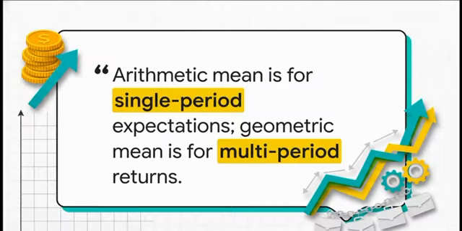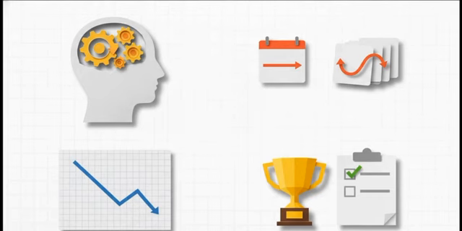Lock it in. Okay, listen closely. This next sentence, you need to burn it into your memory. I'm going to say it twice. Arithmetic mean is appropriate for single-period expectations, while geometric mean is appropriate for multi-period returns. This exact concept is tested over and over and over. Know it cold.